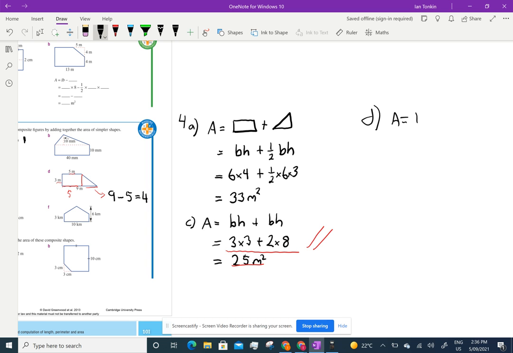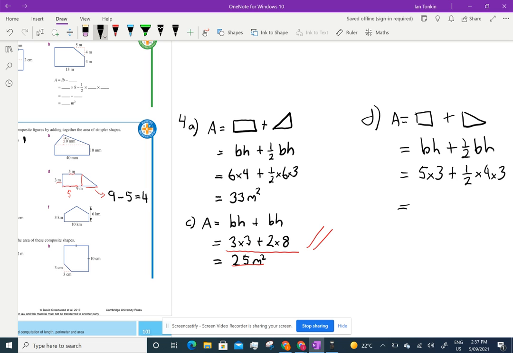What have we got? We've got a rectangle and we've got a triangle. What's the area of the rectangle? Base height. What's the area of the triangle? A half base height. Remember, they're different bases, different heights. What's the base of the rectangle? 5. What's the height of the rectangle? 3. What's the base of the triangle? That's the one we had to work out, 4. And what's the height of the triangle? Well, it's the same, 3.